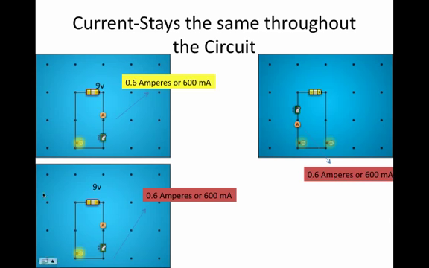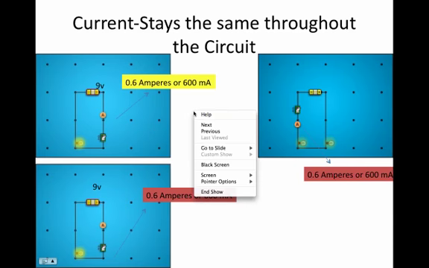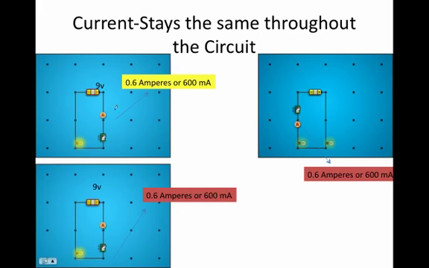Let's review current. One thing we should have found out about our lab that we did the other day was that when we look at current along a circuit that has just one path, if we take an ammeter and hook it up as part of the circuit, let's say at this spot, the ammeter said 600 milliamps with the galvanometer, or 0.6 amps with an ammeter.